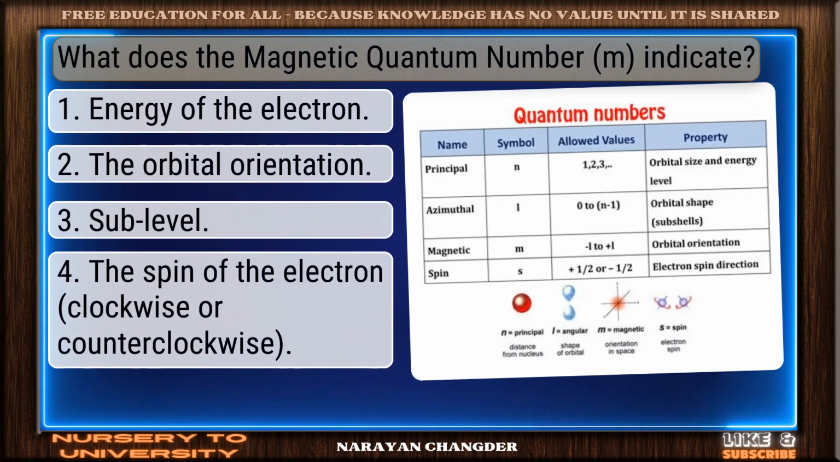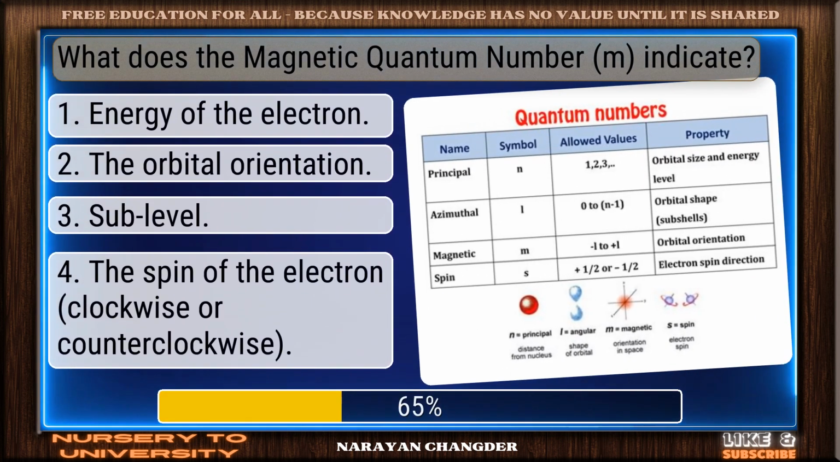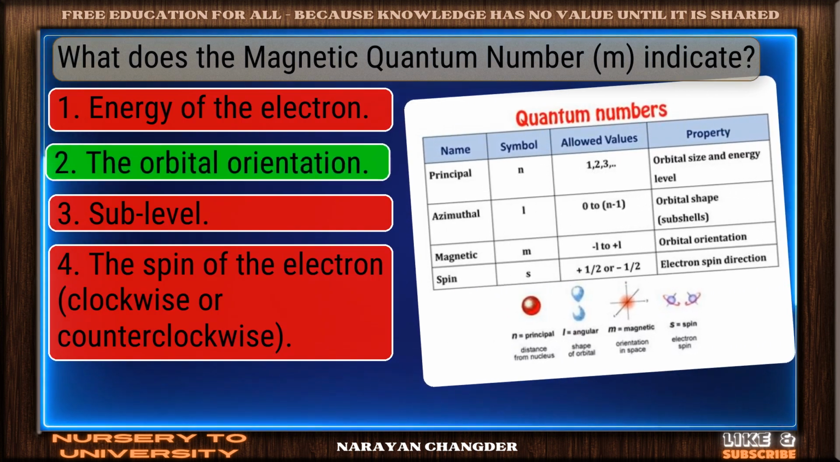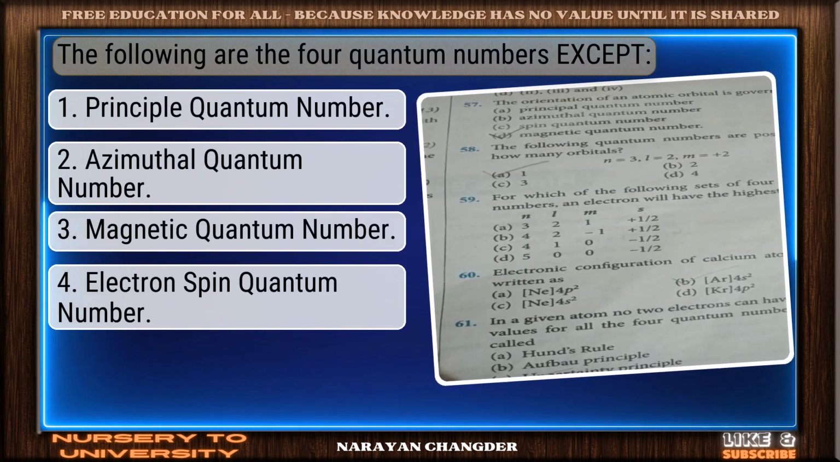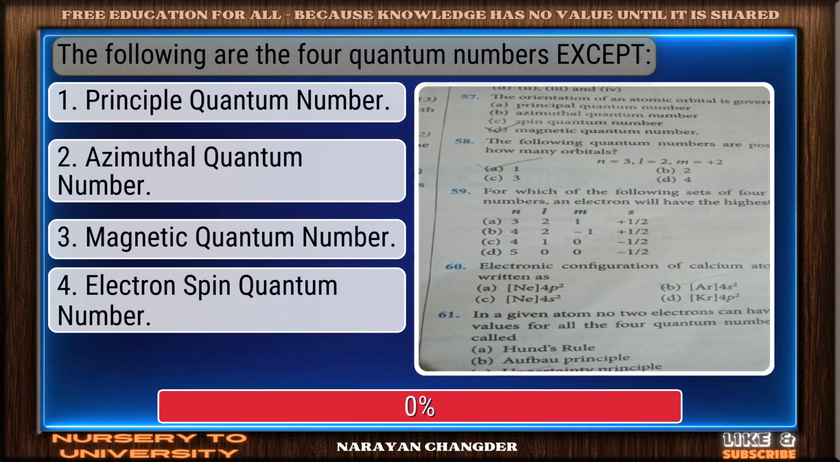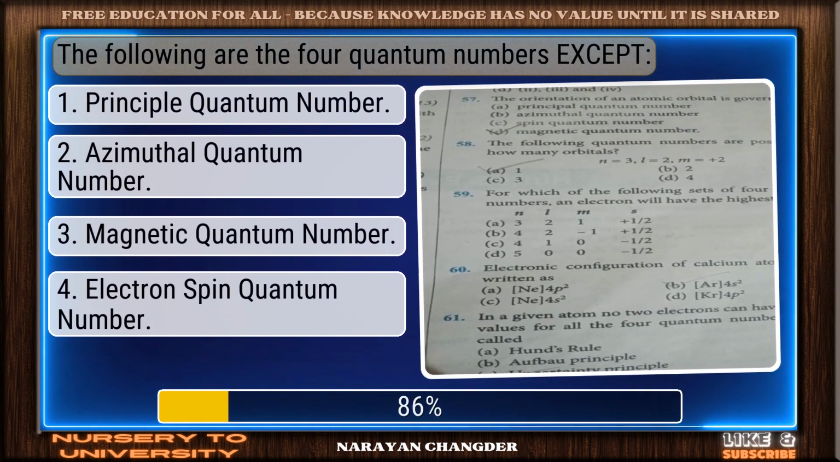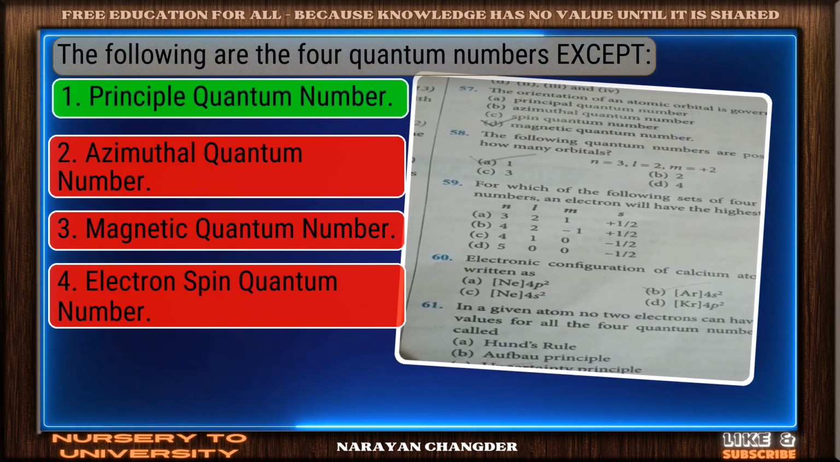Question number 15. What does the magnetic quantum number indicate? Great thinking. The orbital orientation is the right choice. Question number 16. The following are the 4 quantum numbers except. Great job. Principal quantum number is the accurate answer.